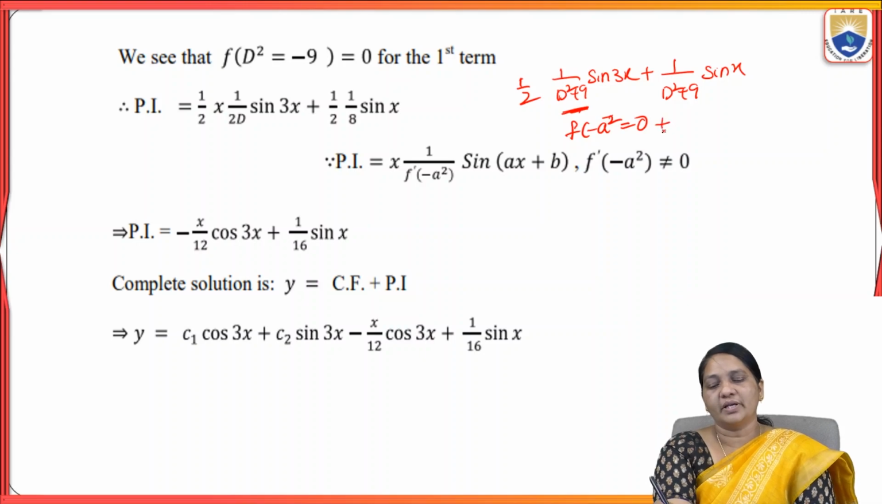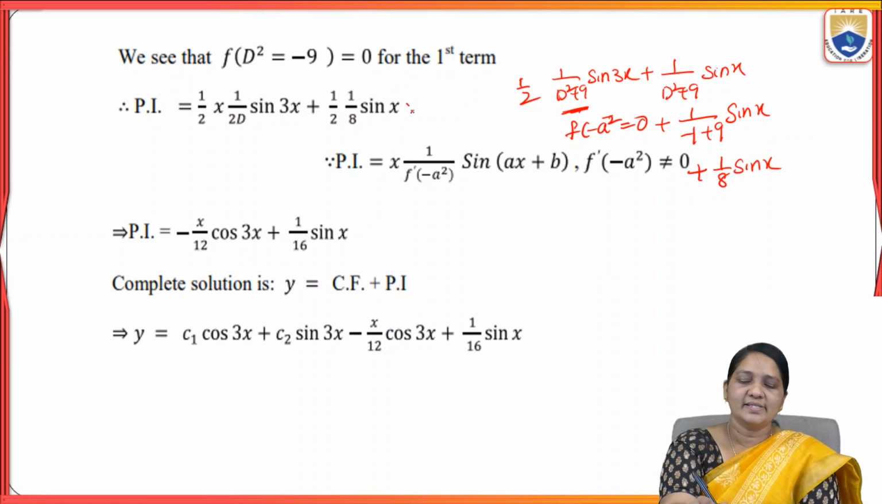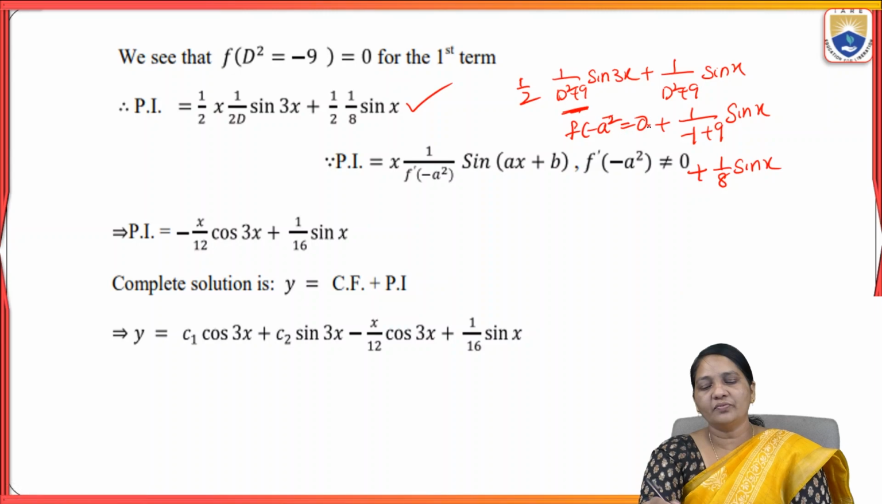So in the first term, and in the second term, here minus 1. So 1 by minus 1 plus 9 sin x. So finally this value is 1 by 8 into sin x. So the second term is calculated. What about the first term?